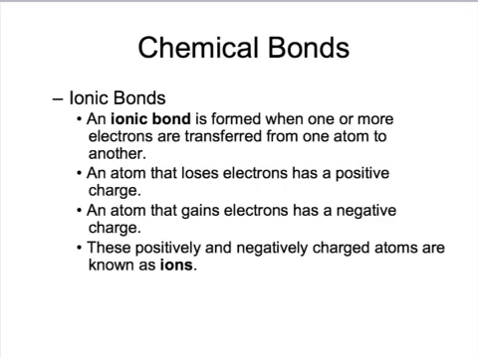For the opposite side, the atom which gains the electron will gain a negative charge, because it is now gaining an extra negative electron, which will net extra negative charge. And to title these negatively or positively charged atoms, an electrically charged atom is called an ion.